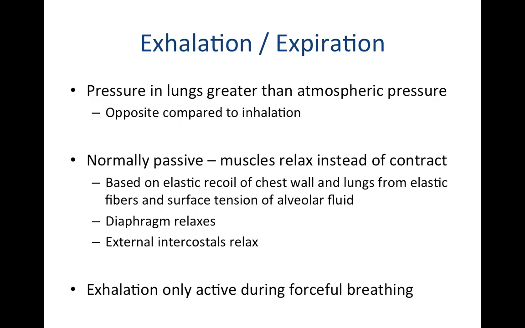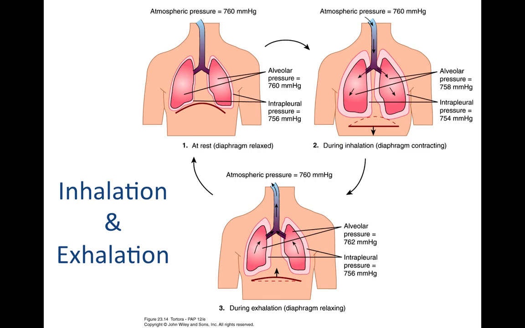And as that volume goes down, as these muscles relax, the pressure increases. So pressure and volume are inversely related. Volume goes down, pressure goes up. Now you have a higher pressure inside your lungs than you do on the outside in atmospheric pressure. Again, air will move passively from inside your lungs to outside your lungs. So let's look at a picture that helps illustrate this.